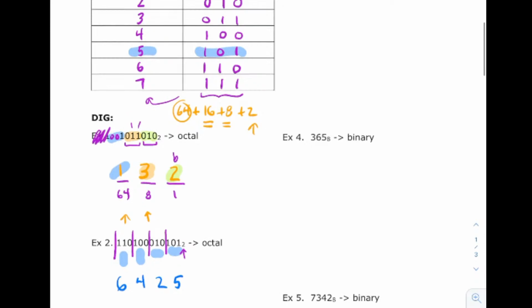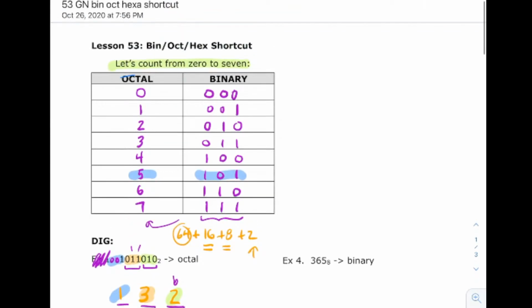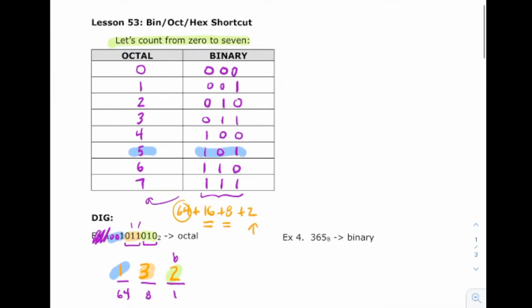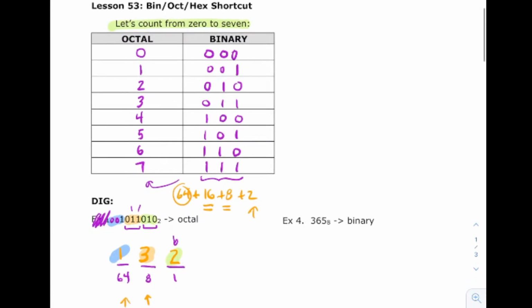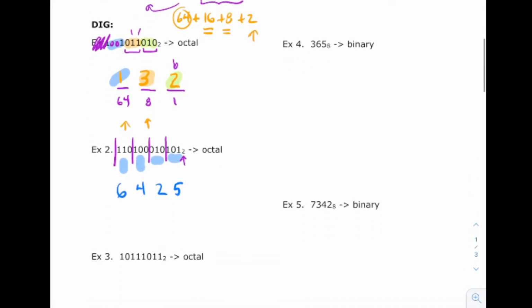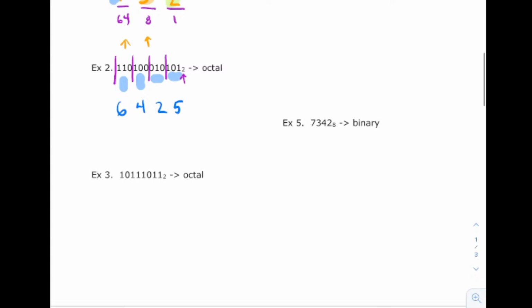This is what I call the binary to octal shortcut. So in this table, we got octal over here, we got binary over here. You can use this table to go back and forth between octal and binary in a lickety-split fashion. It's a really nifty shortcut. Let's try it again on this one. Now the thing to keep in mind, this number here was nice, right? I had 4 groups of 3. It came out nice and even, right?